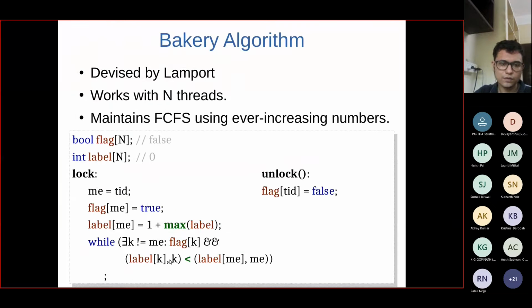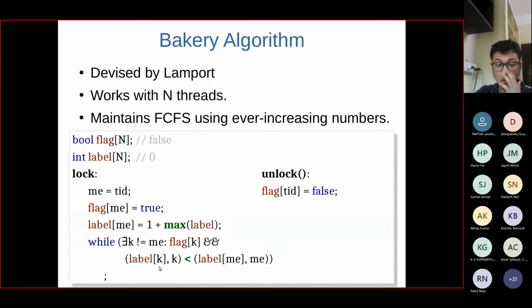So my question was this: I want to replace this entire thing with just that small thing in which there is no k and no me. So we are just comparing the labels and not the thread IDs. As someone was pointing out, if we are just comparing based on the labels, then it might happen that two threads have the same label.